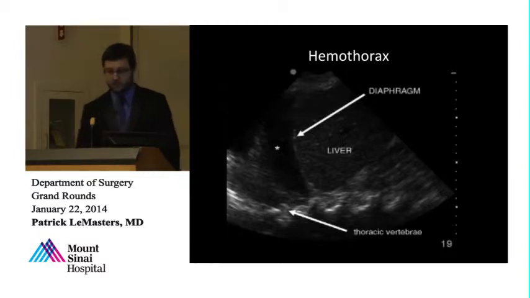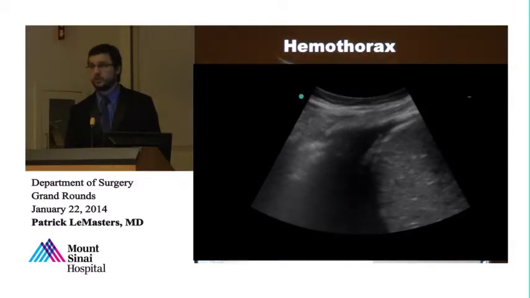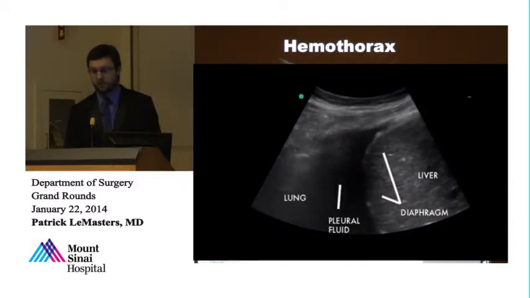So what does this look like in real time? You have the liver, you have the diaphragm, and above it, you're losing its mirror image, which is usually seen. And this is pleural fluid in a patient with a hemothorax after trauma.